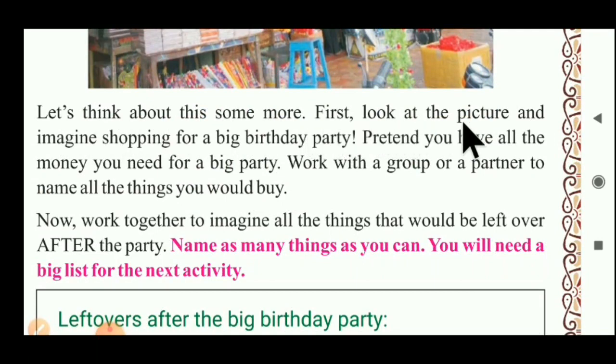First, look at the picture and imagine shopping for a big birthday party. Imagine that you have a big birthday party and you have to do shopping for it. Pretend you have all the money you need for a big party. Work with a group or a partner to name all the things you would buy. Work with your classmates and make a list of things you would buy for your birthday party. So you have to make a list here.